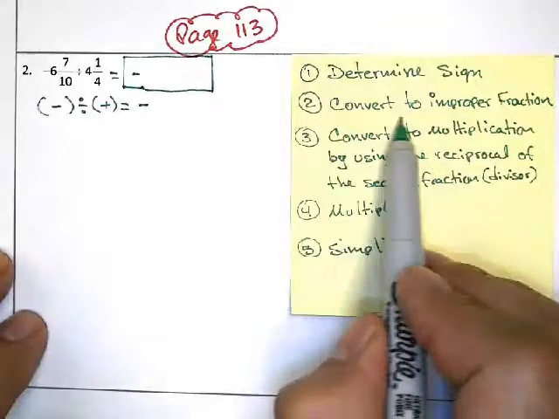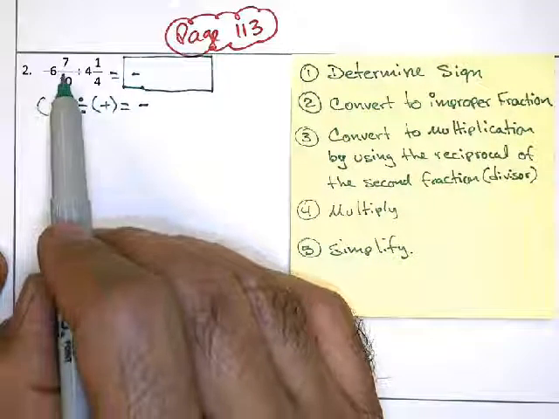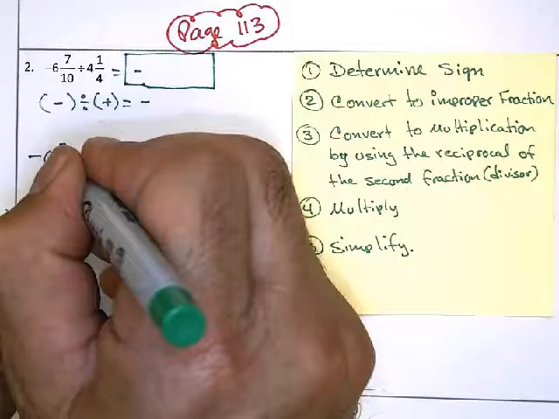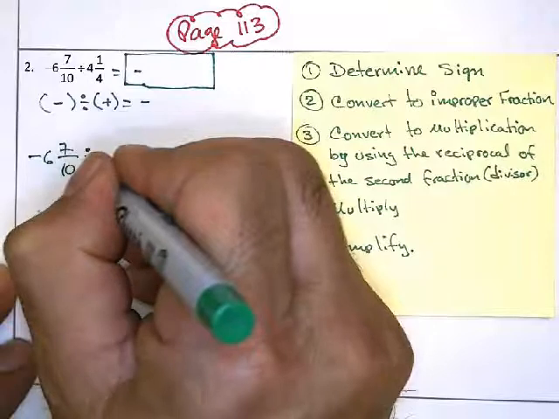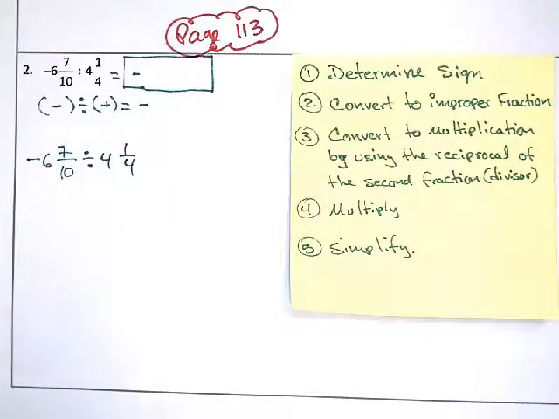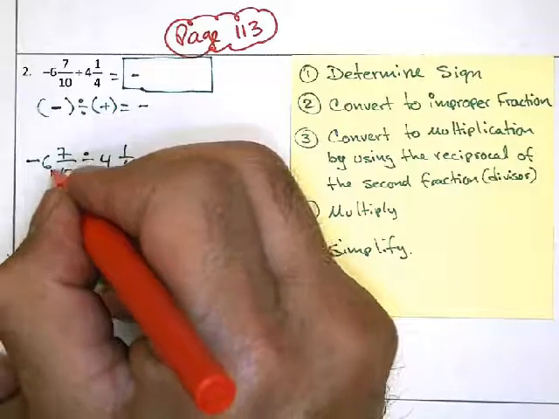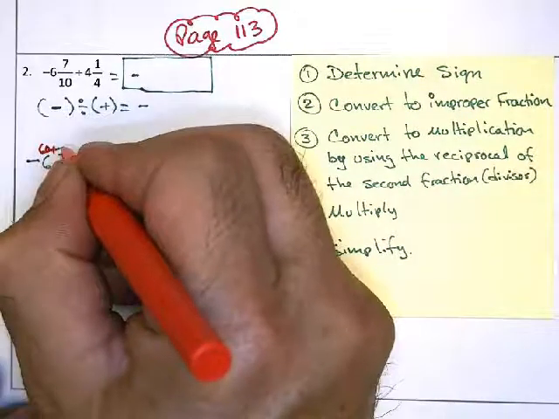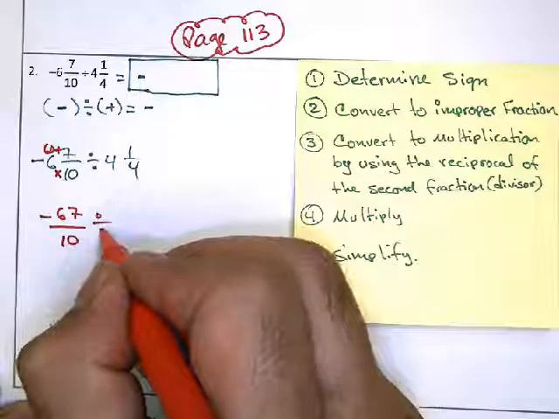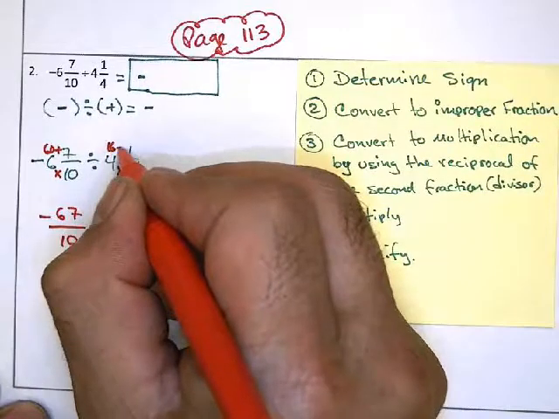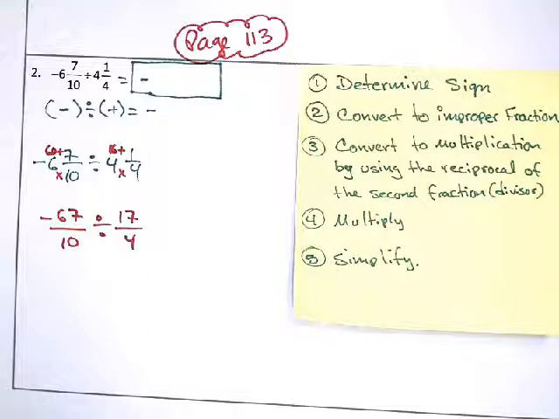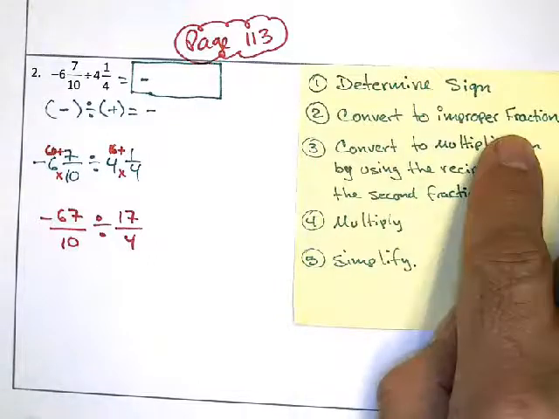Step number 2 says convert to improper fractions. And we have to do that because these numbers are mixed. So I'm going to rewrite my problem. Negative 6 7/10 is being divided by 4 1/4. Well, I'm going to convert that into improper fractions. So I'm going to multiply 10 times 6, which is 60. 60 plus 7 is 67, so it'll be negative 67 over 10. Being divided by 4 times 4 is 16, plus 1 is 17. So this is 17 over 4. All right, so now I am done converting to improper fractions.